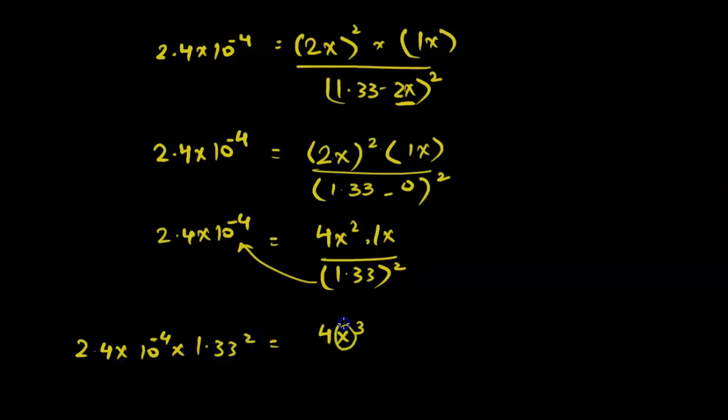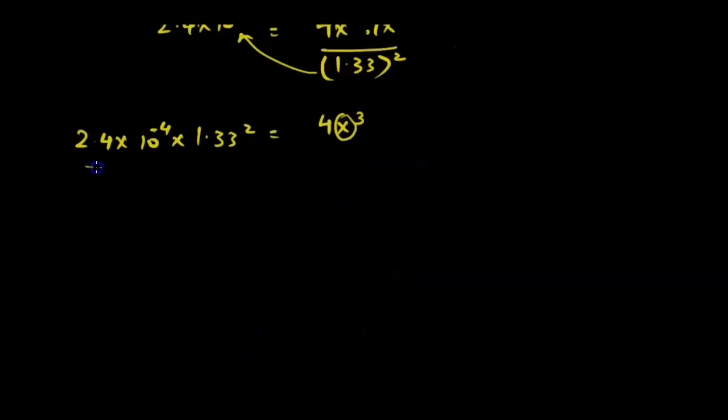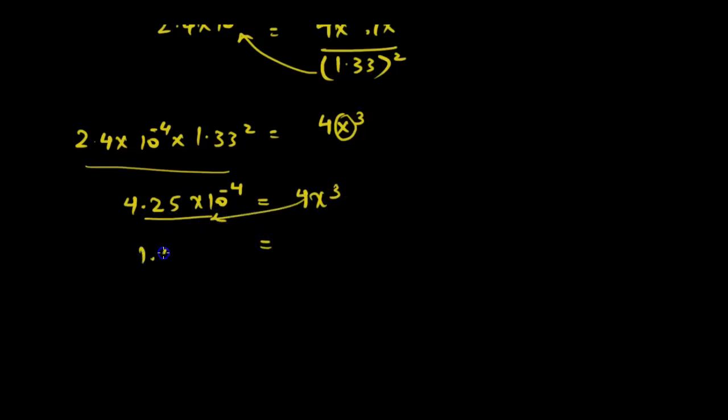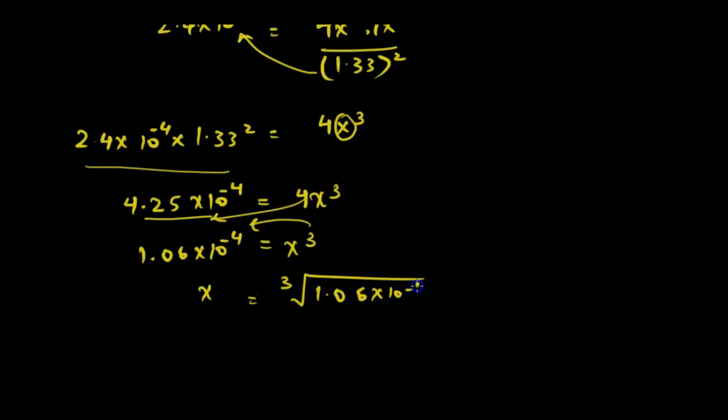All we have to do is isolate for x. When we put this all on the calculator, we get 4.25 times 10 to the power negative 4 equal to 4x cubed. We can divide this whole thing by 4, which gives 1.06 times 10 to the power negative 4 equal to x cubed. Now we know x is equal to the cube root of 1.06 times 10 to the power negative 4, and we finally get 0.05 as the x value.